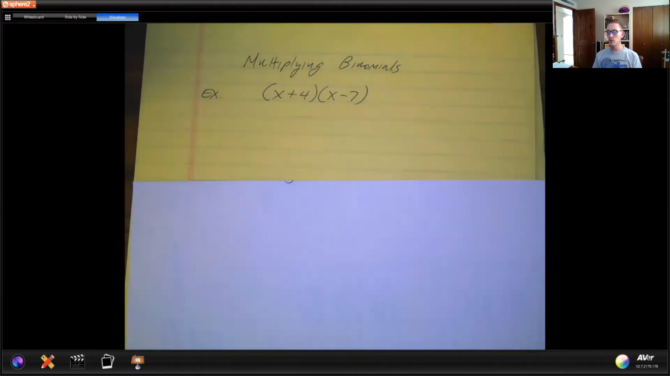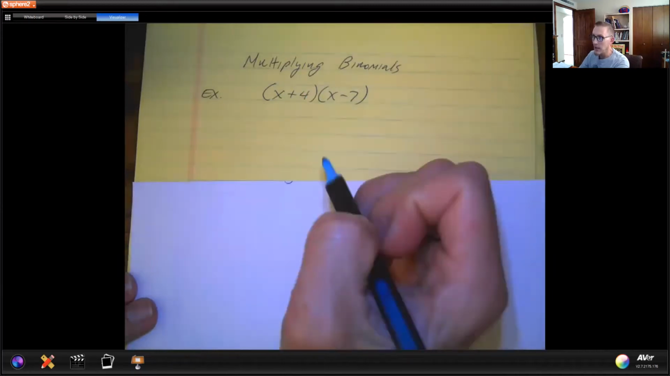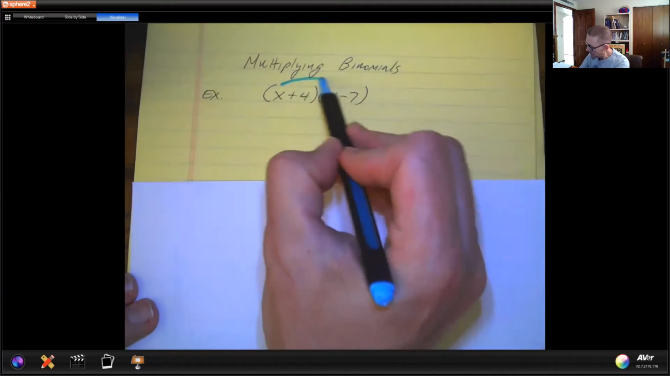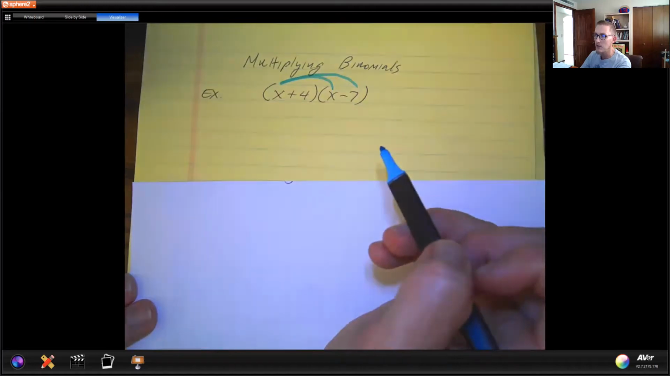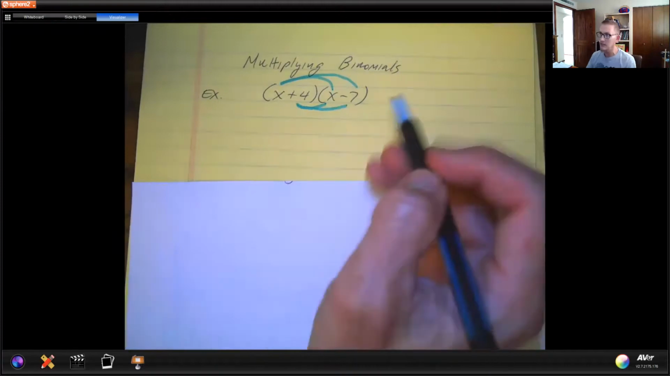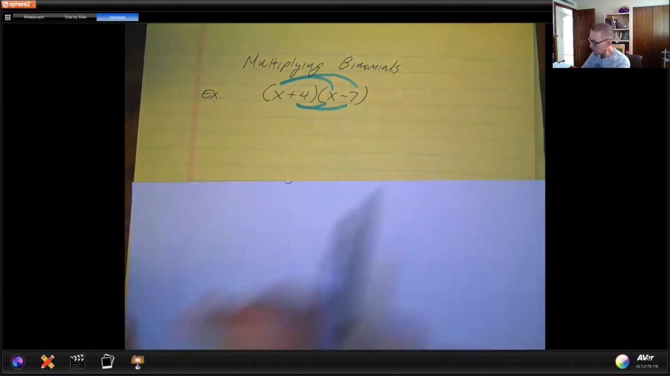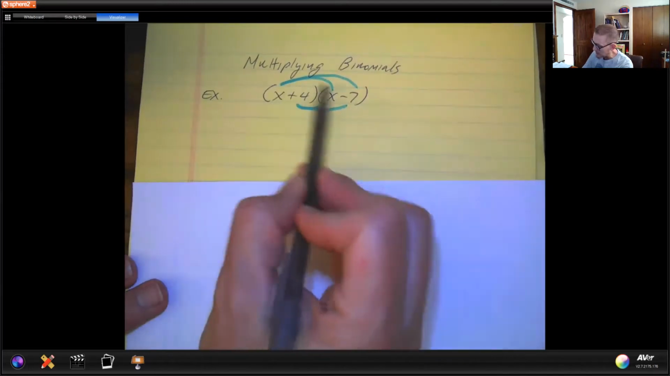All right, now that we've considered what the answer is, let's talk about how we're going to do this. This is going to use distributive property, but it's going to be very important to understand how that distributive property works. Everything in the first parenthesis has to distribute to everything in the second parenthesis. So the x has to get sent in to the x and the negative 7. And then the 4 has to get sent in to the x and the negative 7 as well. And because of this, it gives us more terms than we might have considered originally.